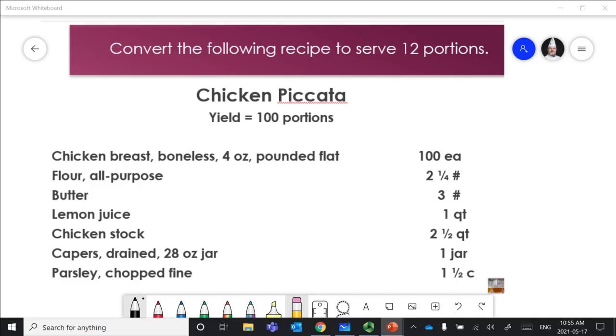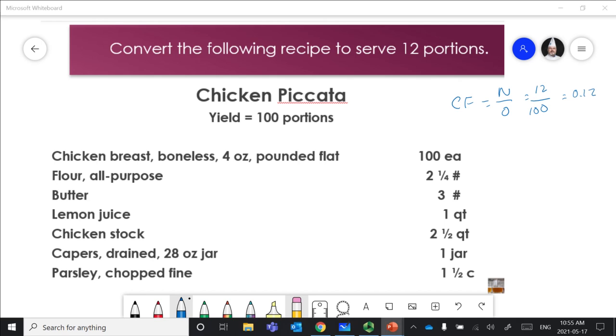Right? So the first thing we need to do is figure out our conversion factor, new over the old. And our new is, we want 12 portions, 12 out of 100. So our conversion factor is going to be 0.12, right?